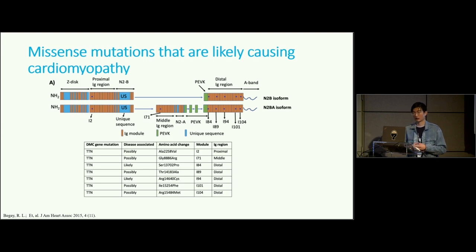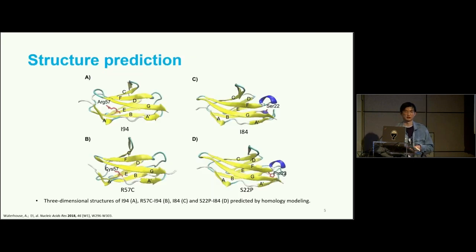Here are 7 mutations that are likely causing cardiomyopathy, and we pay more attention to 2 likely mutations, which are I-84 and I-94. The first problem we had is that we don't have the crystal structure of the protein, so we used homology modeling to model the protein structure. Here's the result. We got 4 proteins, and all of them have a similar beta sandwich structure, similar to the Ig domain in previous studies.